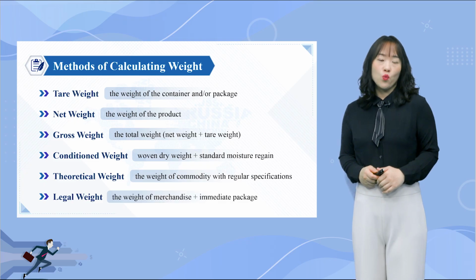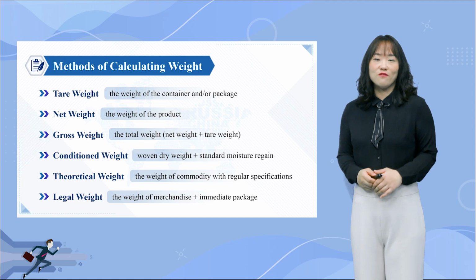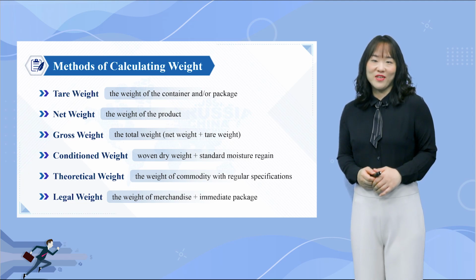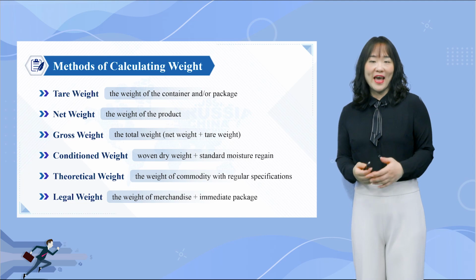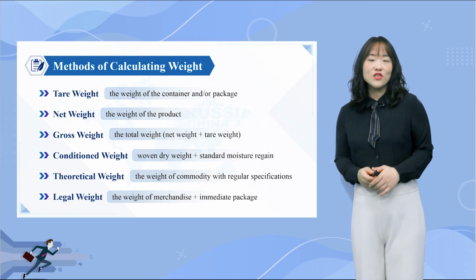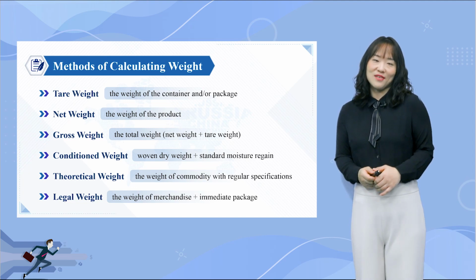Legal weight is the weight of merchandise itself, plus that of its immediate wrapping material, but not of the outside shipping container. Such kinds of goods include cans, small paper boxes, small bottles, etc.